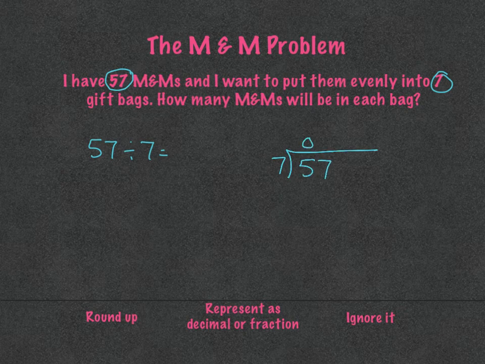7 goes into 5 0 times. 0 times 7 is 0. Subtract and get 5. Bring down my 7. 7 goes into 57 8 times. 8 times 7 is 56 with 1 remainder.